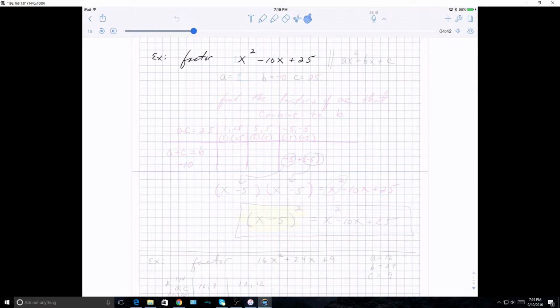Just to remind yourselves what the standard form for a polynomial expression is: ax squared plus bx plus c. So in this case, we can identify what a is, what b is, and what c is. So a in this case is 1, because we have 1x squared. B is the negative 10, and C is the positive 25.